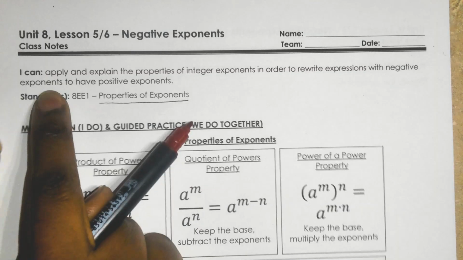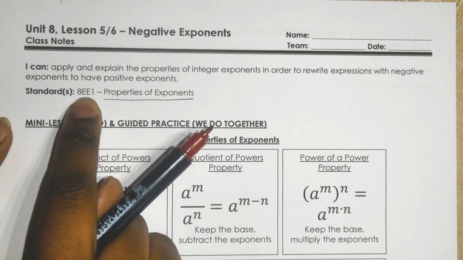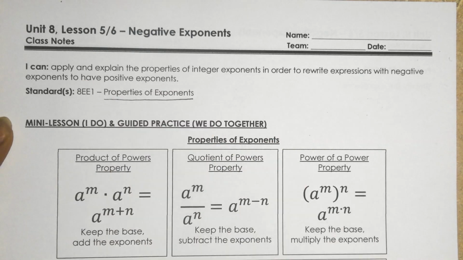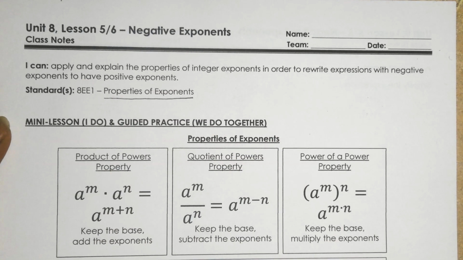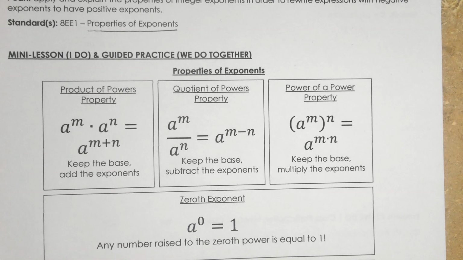Fantastic. Alright, so our standard is the same standard we've been working on, that is 8EE1, which is all about the properties of exponents. So the first thing I'm going to do for the mini lesson is I'm going to review the properties of exponents that we have already learned.